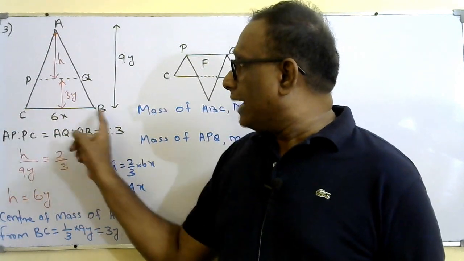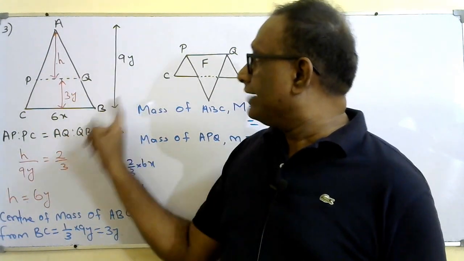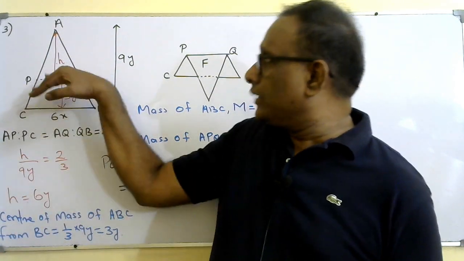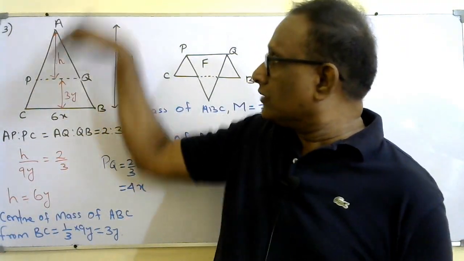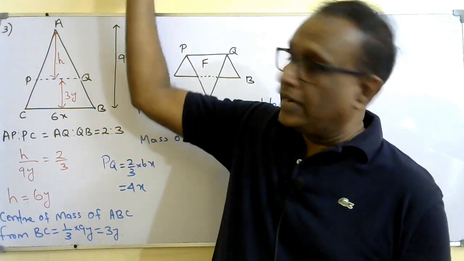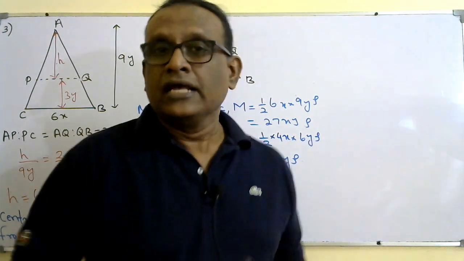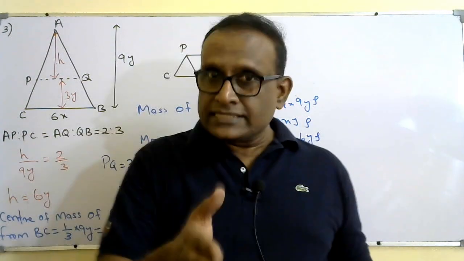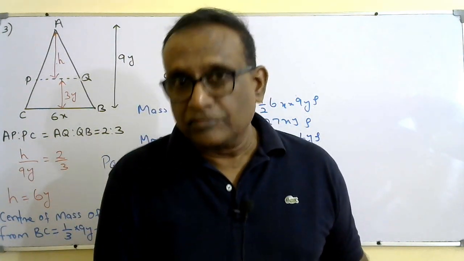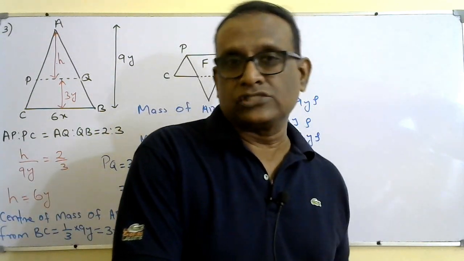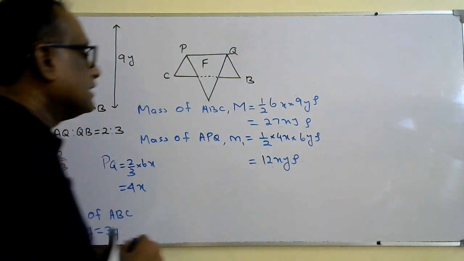The center of mass of ABC is 1/3 of 9y, that is 3y, which is on the line PQ. So we'll take anything above on the other side of PQ as the upward direction negative and the downward direction positive, because if the particles are on either side of the axis about which we are calculating the center of mass, one side should be taken negative and the opposite side positive. Okay, so this is 12xy.